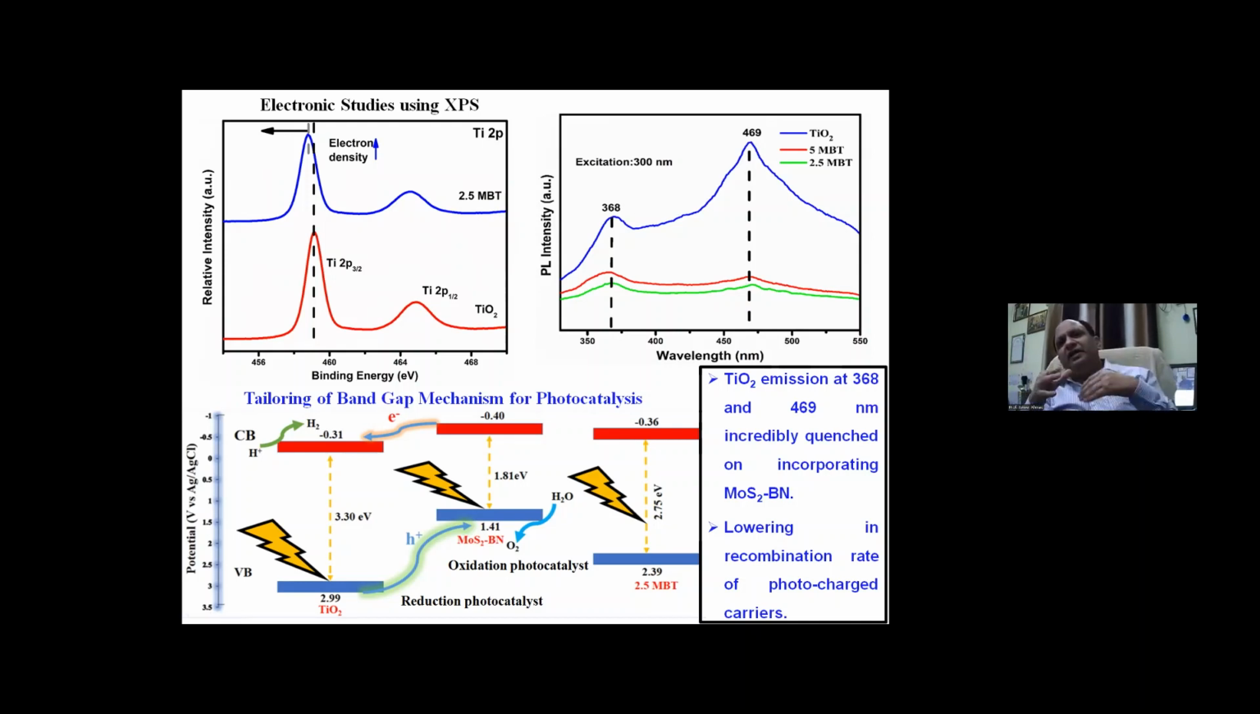So by this study we are able to show that the electron density is increasing in the conduction band, and the PL shows that this structure is stable.